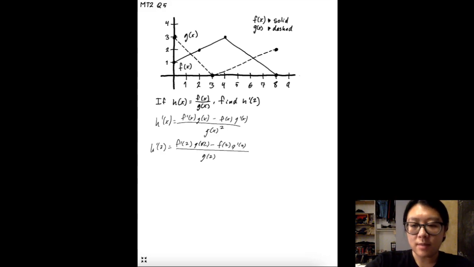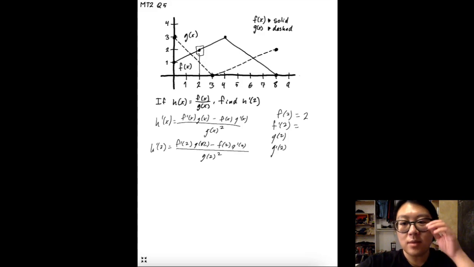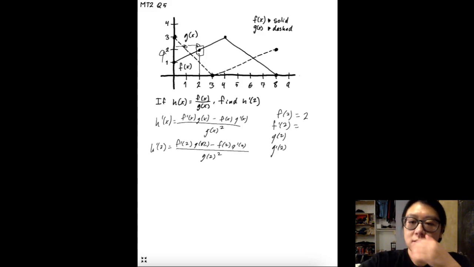I don't know all this off the top of my head, so we're going to figure this out via the graph. So I've got to find f of 2, f prime of 2, g of 2, and g prime of 2. So f of 2, if we look at the graph, is literally just 2. Now f prime of 2, we know that it's rise over run, so it's 1 over 2. So f prime of 2 is equal to 1/2.